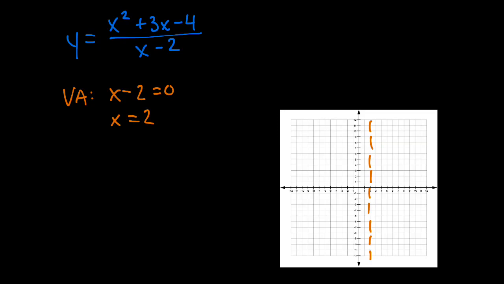You set the denominator equal to 0 and solve and see what x's give you 0, because those cause us a problem in the denominator, and those end up being x values that we can't plug in. So this is not a part of our graph, but it's going to help us draw our graph.